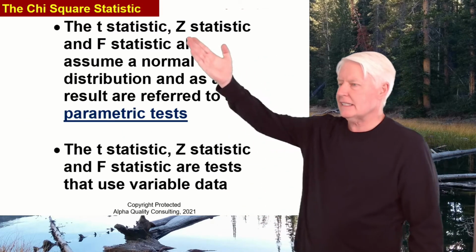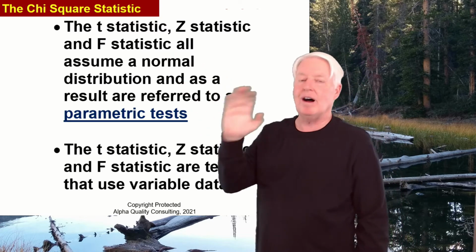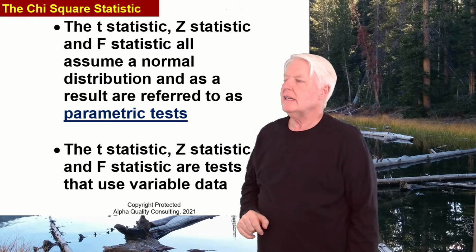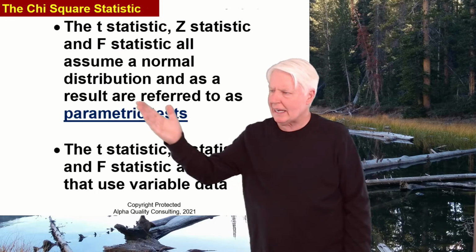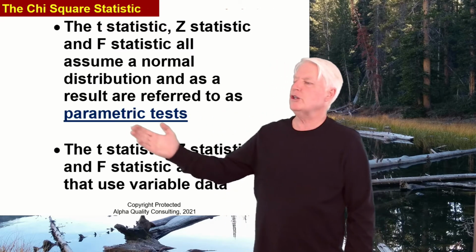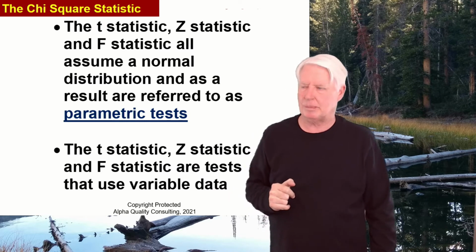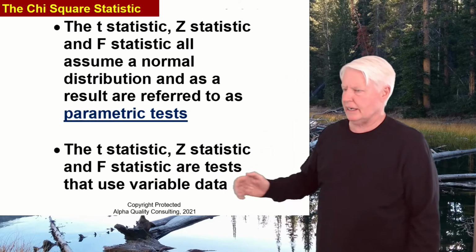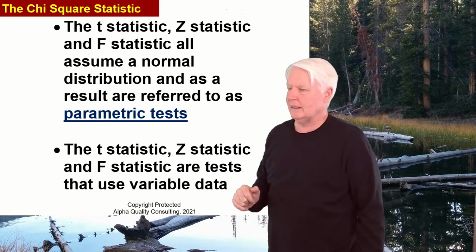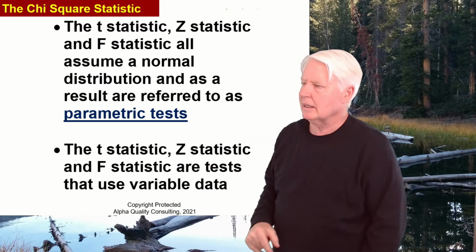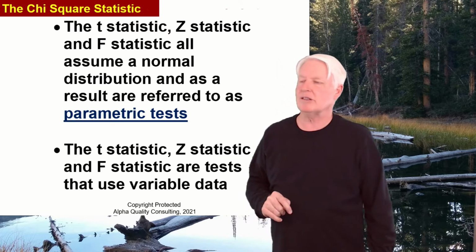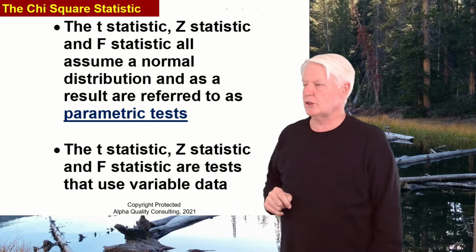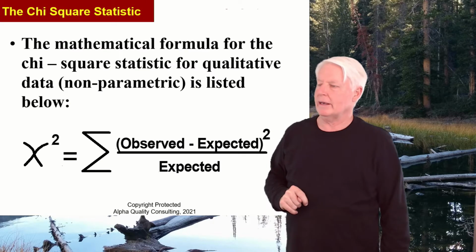The T statistic, Z statistic, and F statistic all assume the data that we use to perform the test is from a normal distribution, and as a result, they're referred to as parametric tests. They use variables data. If it's normally distributed, it's going to use variables data because variables data creates continuous curves, which the normal distribution is one. All right.